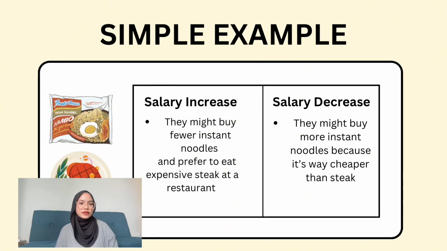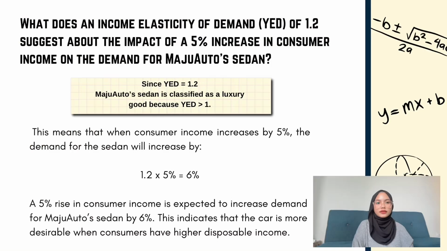If someone's salary is increased, they would go for a steak instead of instant noodles. And if their salary is decreased, they would buy more instant noodles because it's way cheaper. Now let's go back to our topic. Since YED for Maju Auto Sedan car is 1.2 and consumer income increases 5%, the demand for the car will increase by 1.2 times 5%, equal to 6%.